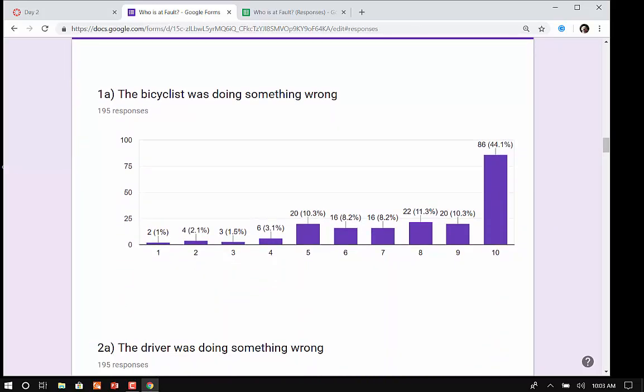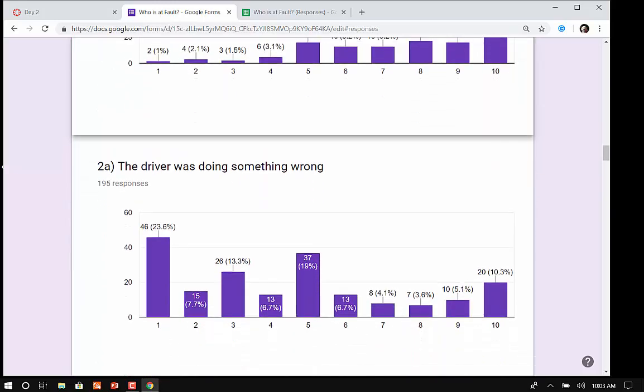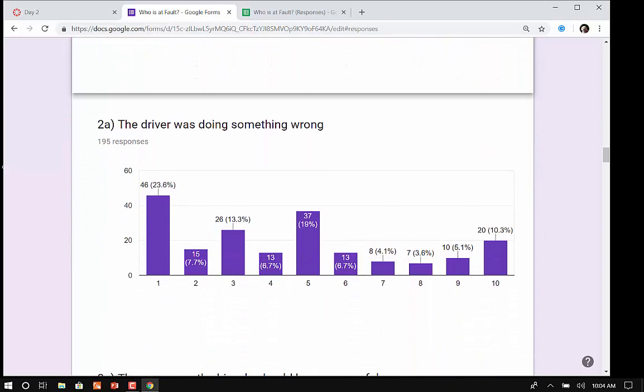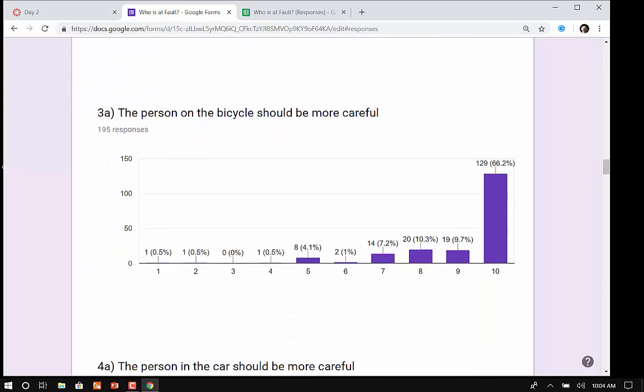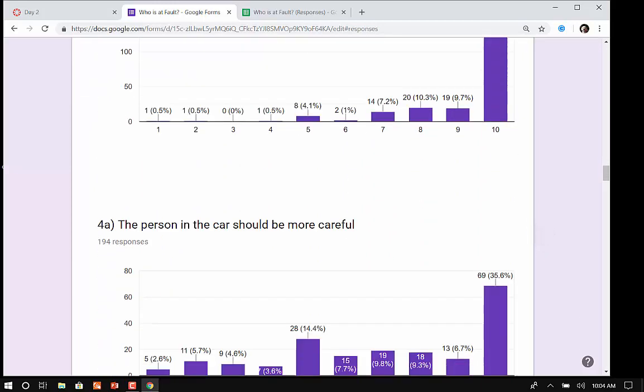After watching the video, did the prime change the way people answered the question? Yes. Okay, and this is without any statistics, just looking at it. The driver was doing something wrong. All of a sudden, did it change? Just by the way the information is presented, it changes your behavioral response to those questions. Person on the bicycle should be more careful. Same. People on bikes should be more careful.